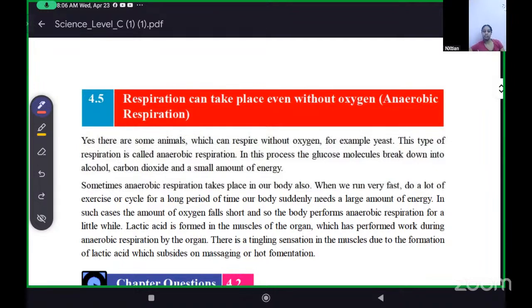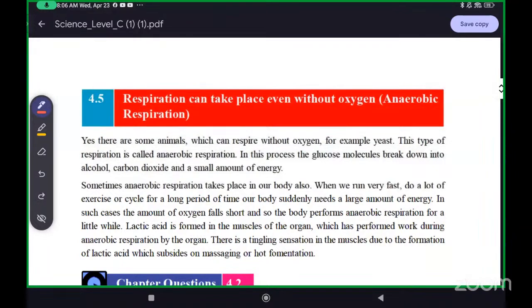Is lactic acid good or bad? It's not really bad. It just happens when our body needs it, when our body suddenly needs a large amount of energy, after a lot of running. Lactic acid is an acid, right? So does it start to burn our muscles? No, Abraham, it doesn't burn our muscles.